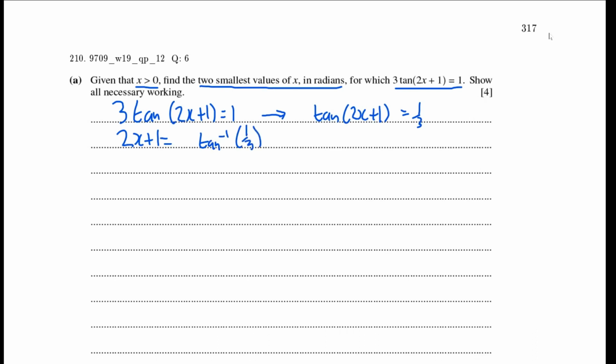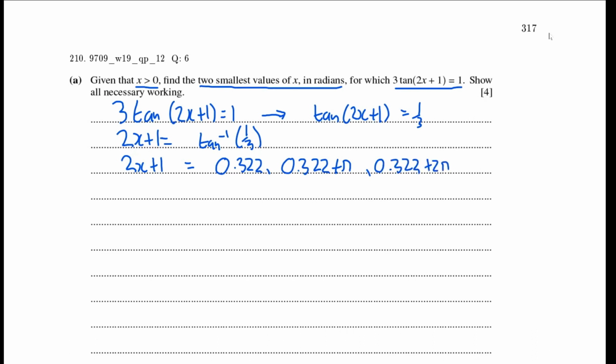And at this point, we're going to get some solutions for the inverse tan before we do anything else. So 2x plus 1, the first solution of inverse tan of a third on my calculator was equal to 0.322. I'm going to do a couple more. With tan, it repeats every 180 degrees, and as it's in radians, it's going to repeat every pi radians. So we're just going to add pi to each answer. So 0.322 plus pi will be our next answer, and then we'll add another one, 0.322 plus 2 pi.